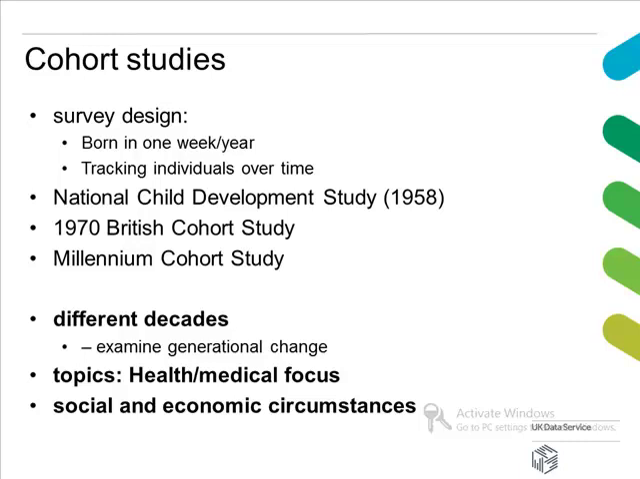These are quite interesting because you can follow the individuals over time, but because you're looking at people who were born at different time points and so are affected in different ways, possibly by the different circumstances, changes in education, these kinds of things, you can actually look at differences between the different cohorts, so look at generational change. These tend to be about health, and they tend to have a medical focus, but they also would have a lot of social and economic information.